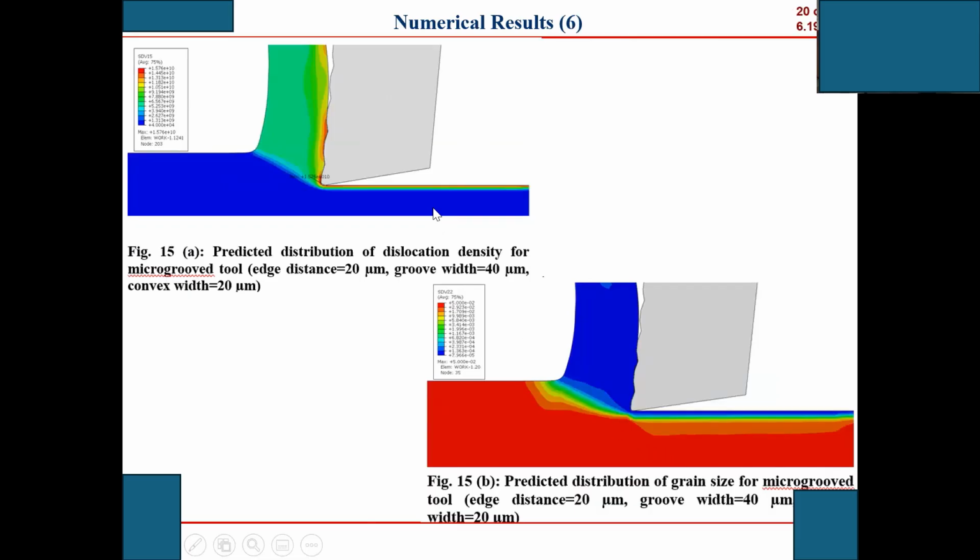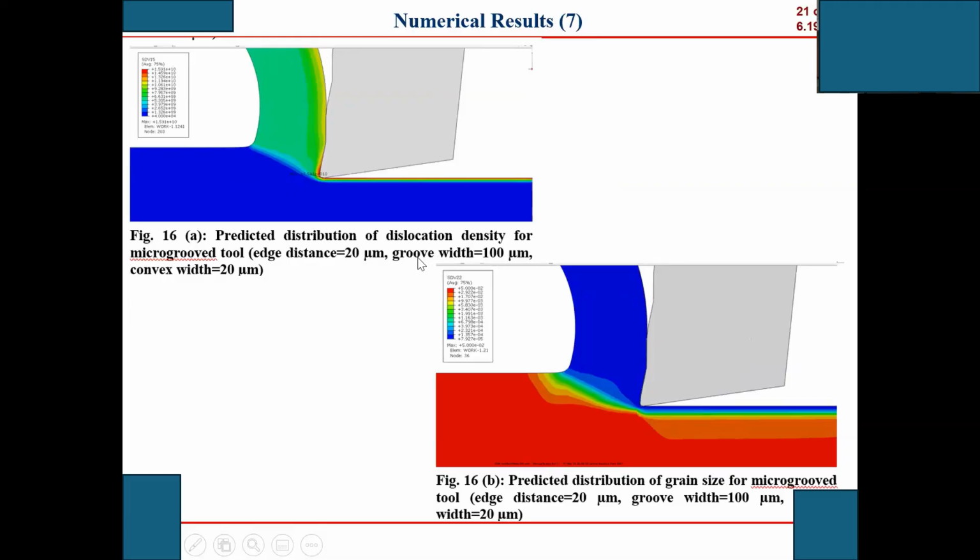Another one is 20, 40, and 20. When you compare this one and the previous one, you will see the difference. I have one question: why is this tool represented using the green color? Because here we assume the tool is rigid. It's a rigid tool. Let's see the distribution of the grain size.